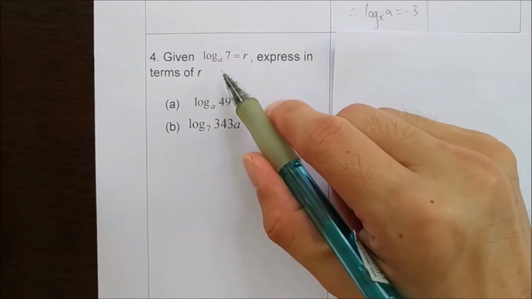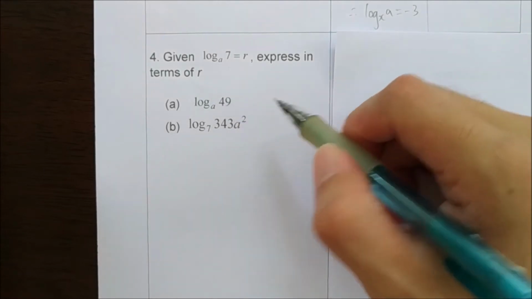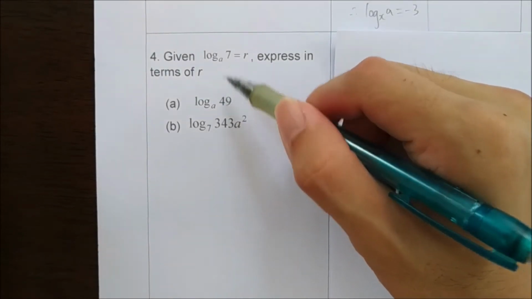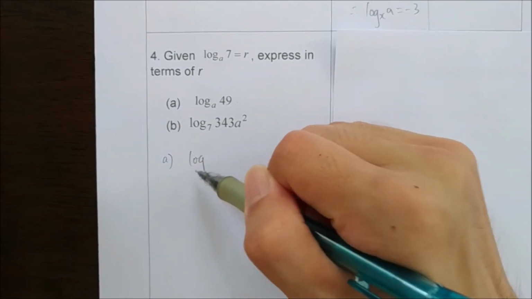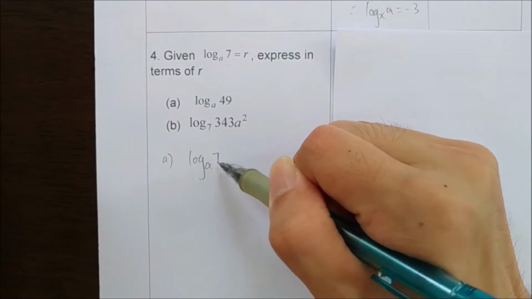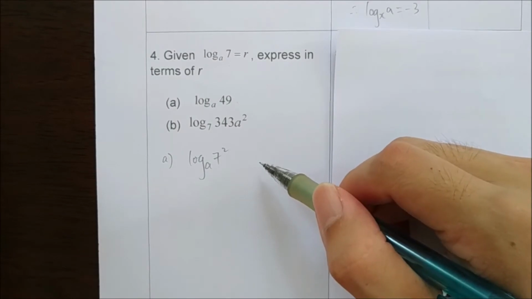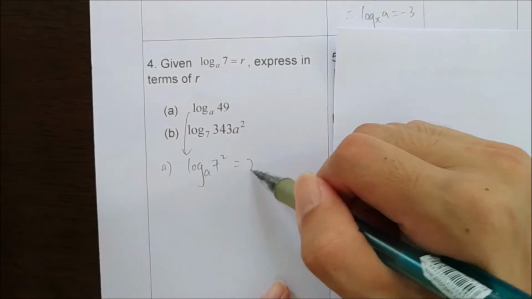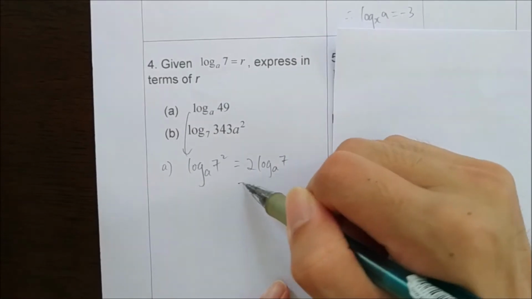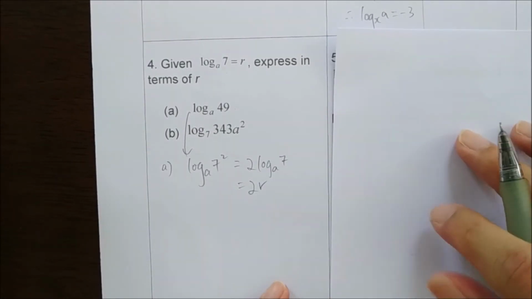Question 4. Given this is expressed in terms of r, it is very obvious we need to change the 49 to 7. It is obvious 49 is actually 7 to the power of 2. So this is actually 2 log base a of 7, which equals 2r.